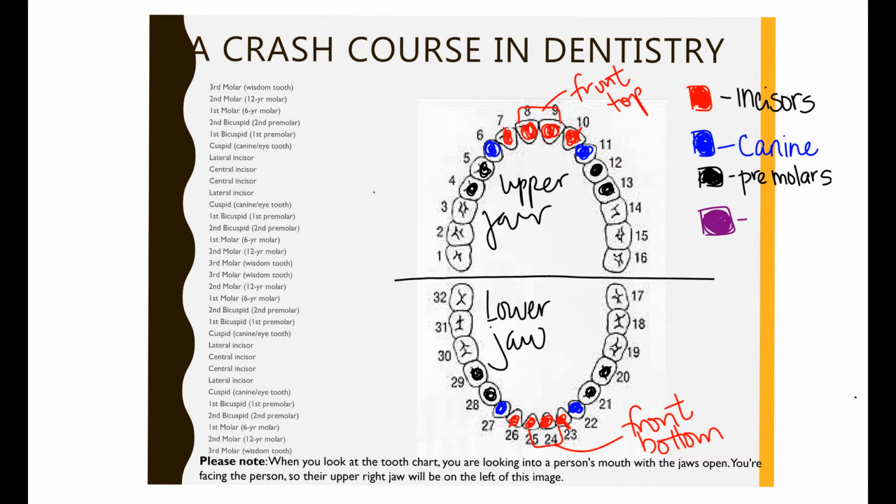Okay, and then we have our molars. And we have first molar, second molar, and then wisdom teeth. But we're just going to call all of them molars right now. Okay, so now we have molars. So that would be these.